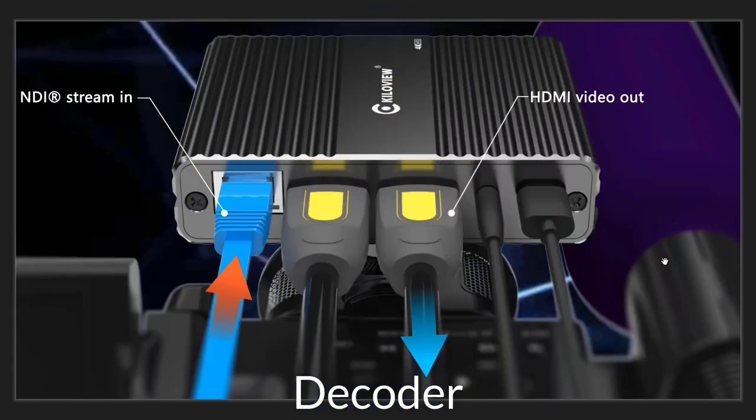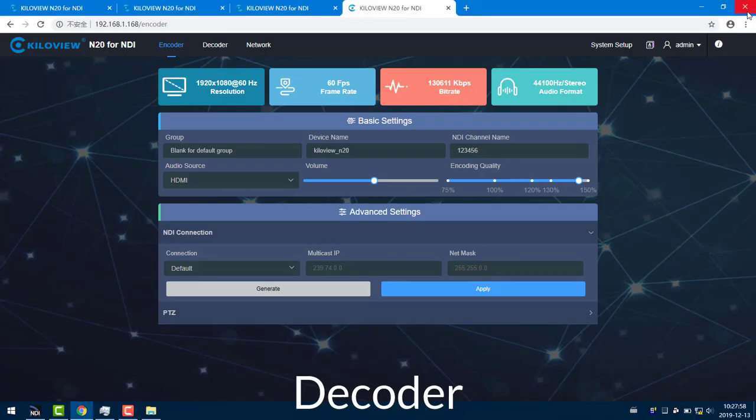Okay, now let's introduce the decoding function. As shown in the picture, NDI decoding is to pull the NDI stream from the network and output it through the HDMI interface. Please remember to connect the HDMI out interface as the decoding output interface. We mentioned earlier that the N20's network port can be configured with dual IP addresses, but when decoding, the device can discover the NDI source through only one IP. If there are multiple IP addresses, the NDI discovery will be confusing.